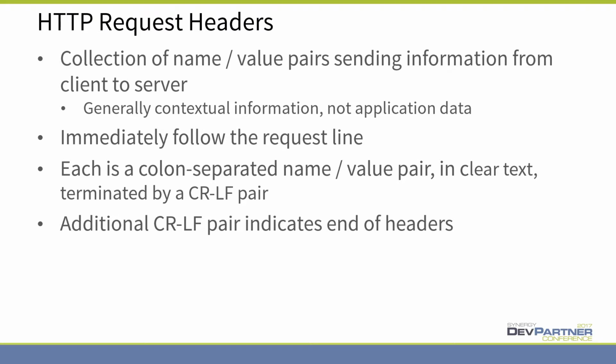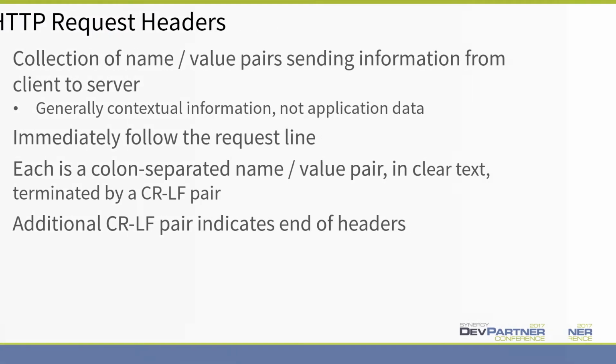HTTP request headers. So we've talked about the request line. Next comes headers. Headers are a collection of name-value pairs that essentially you're just sending qualifying information to the server. It tends to be sort of metadata type stuff, not actual application data. It's environmental stuff that you're sending typically. The headers immediately follow the request line. Each is colon separated, so it's the name of a header, colon, and its value, and then carriage return line feed terminated at the end of the header. And then essentially there's a blank line at the end of the headers, so an extra carriage return line feed.